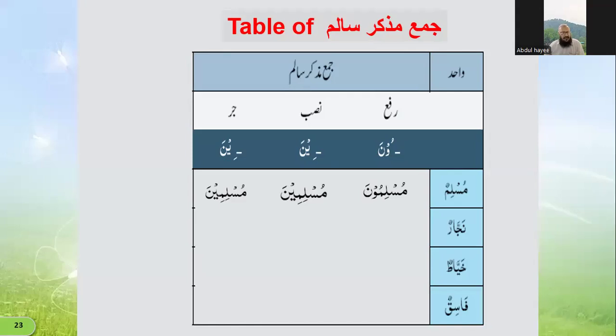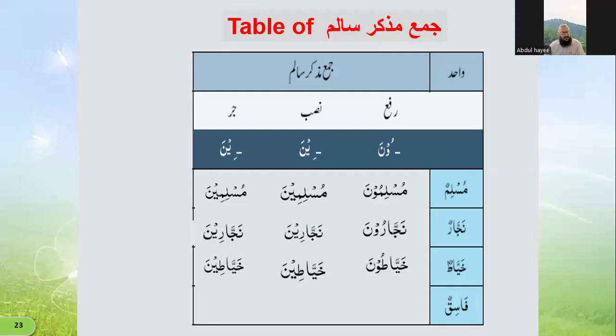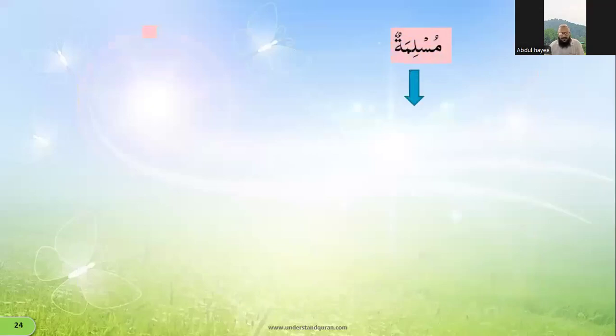From Najjar, Najjar is a carpenter: Najjaruna, Najjarina. Khayat, Khayat is a tailor: Khayatuna, Khayatina. Fasik, Fasik means the sinful person: Fasikuna, Fasikina. Let's have another: Muslimatun.